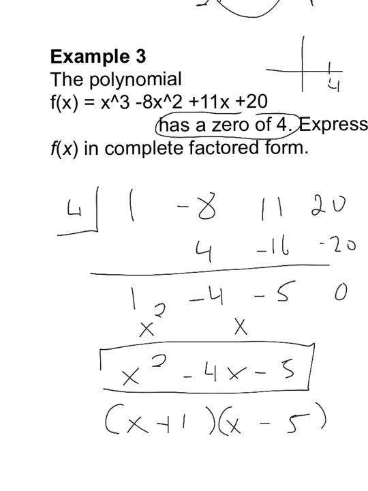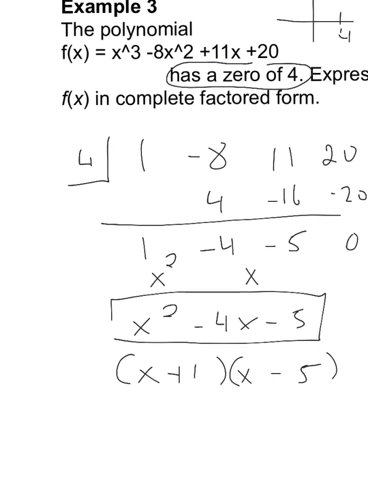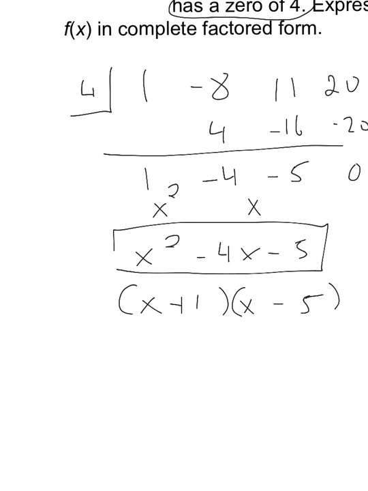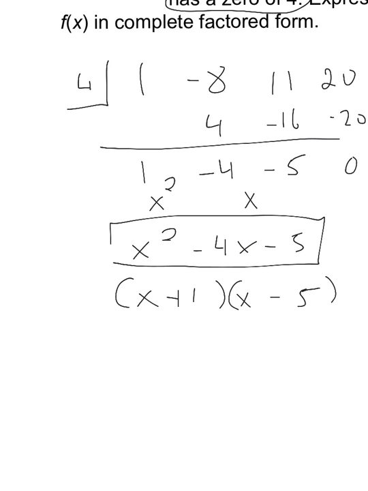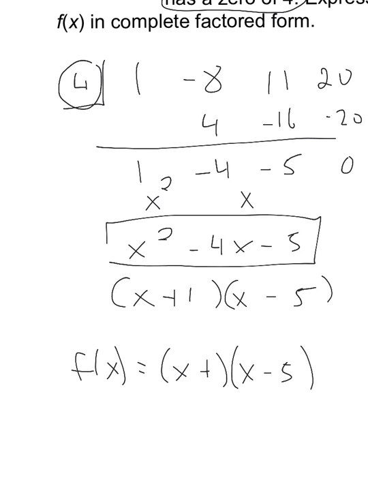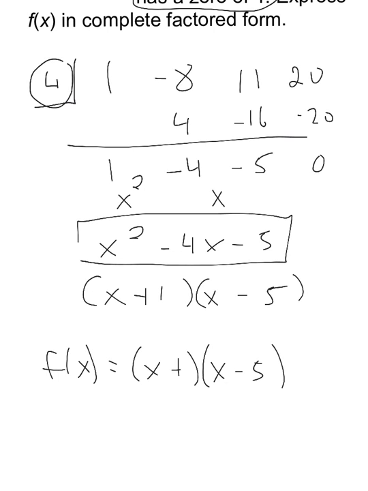So what is the final answer to this problem? Because the question was, write this crazy polynomial in complete factored form. So the final answer will be f of x equals x plus 1, x minus 5, and don't forget about this factor. The real 0 was 4, so the question is, is it going to be x plus 4 or x minus 4? And the answer is, it will be x minus 4.